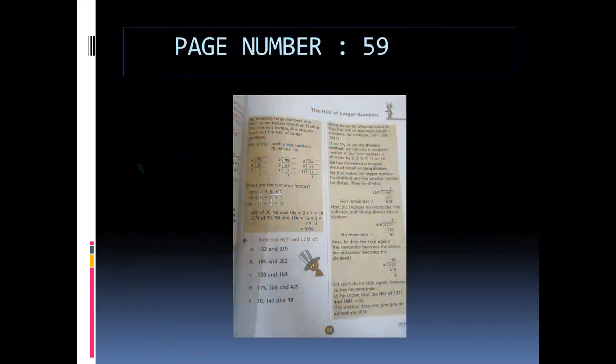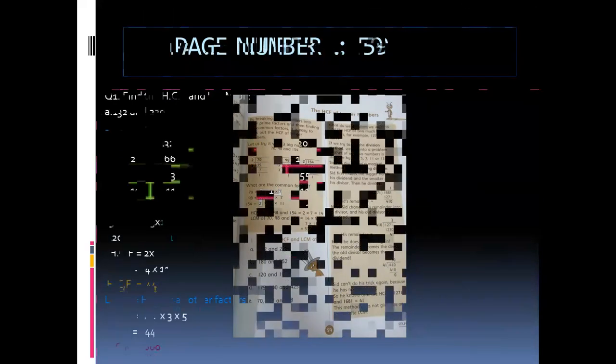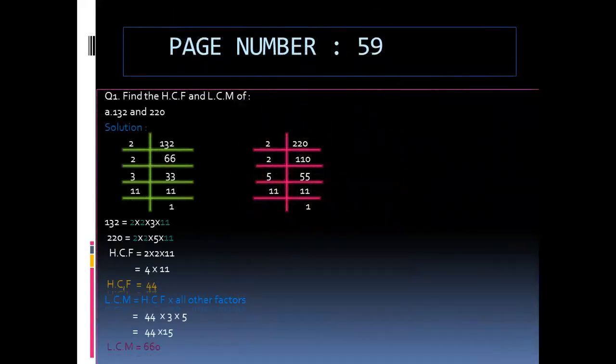Today our topic is the HCF of the larger number, and on page 59 there is only one question, with 5 parts. All parts are included. The question is: find the HCF and LCM of the numbers 132 and 220.